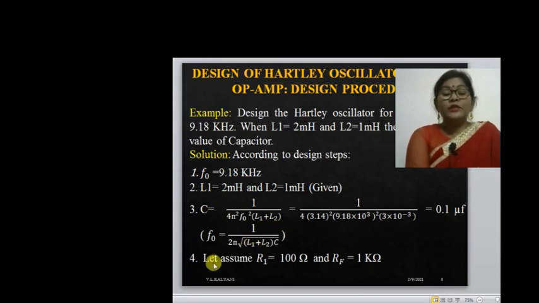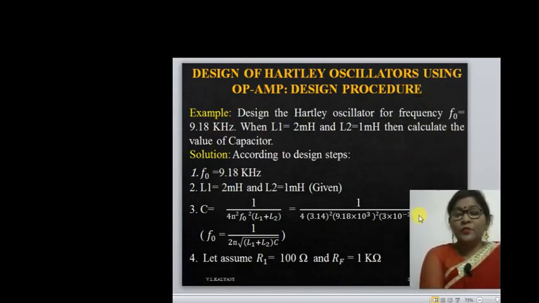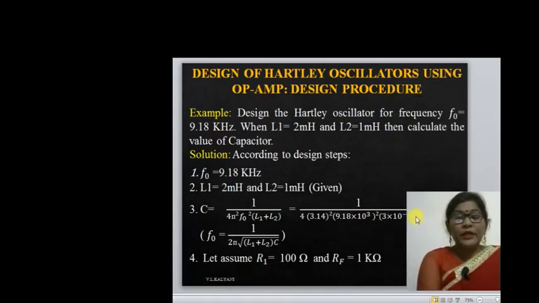And now the last step is, if R1 and RF are not given, then you can assume the values of R1 and RF. Here you can choose R1 equal to 100 ohm and RF equal to 1 kilo ohm. According to this example, you can design the Hartley oscillator, and the simulation is also done by the NI-Multisim software. So let's design the circuitry using NI-Multisim.